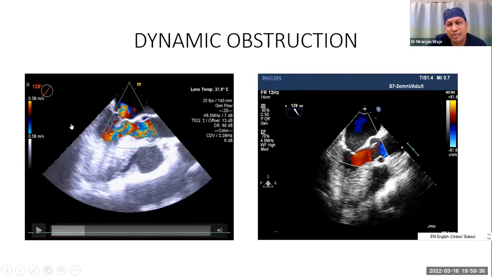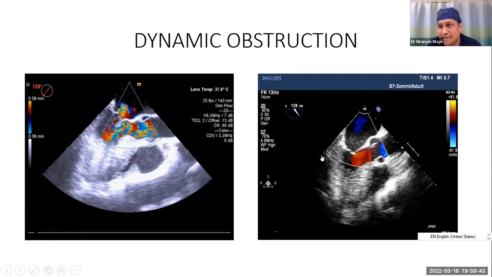On the left-hand side, both images are of the mid-esophageal long axis view of the TEE. This patient had hypotension and blood loss, and for the hypotension, adrenaline was started, and to everyone's surprise, the pressure dropped even further. No one knew what was happening. Excessive adrenaline caused excessive tachycardia and further worsened the situation.